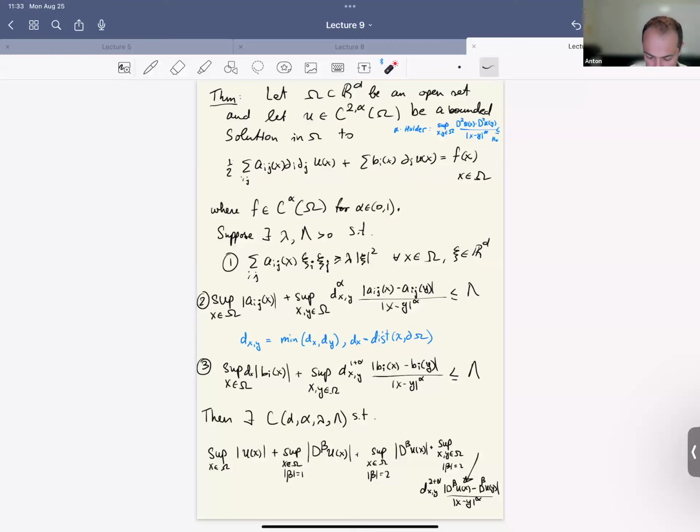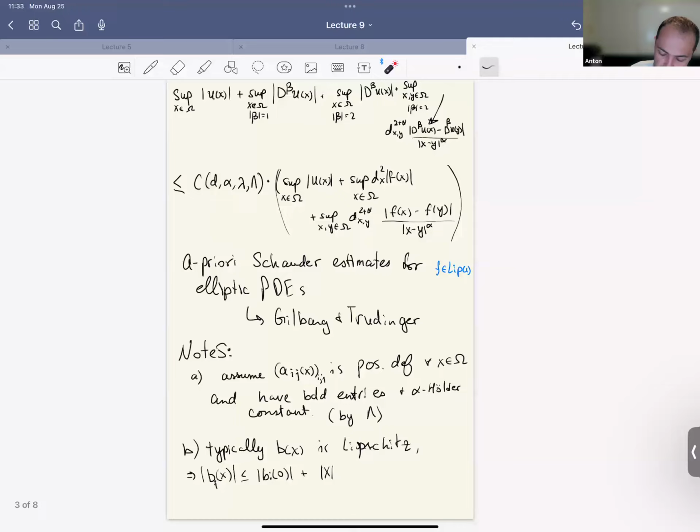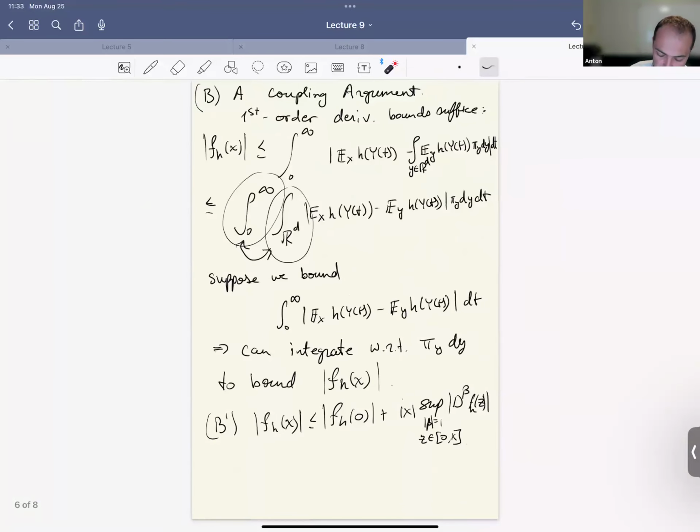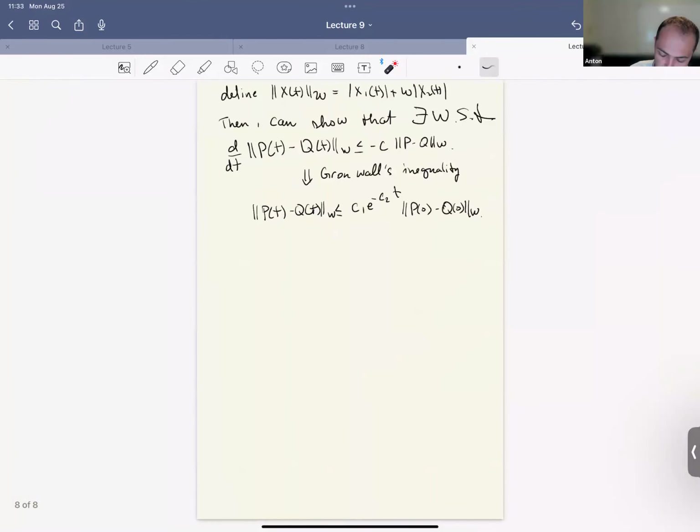Like, you know it explicitly once you write down the diffusion. You know these growth coefficients right away. So using this theorem, then you can apply it to many settings. Good. Let me leave you with one last reference.